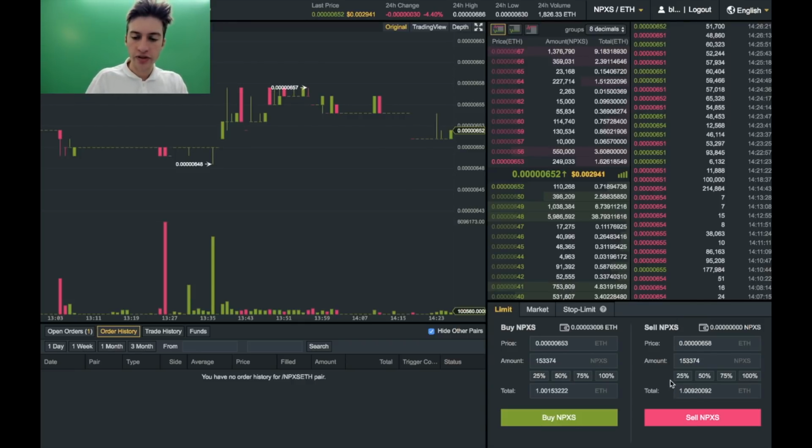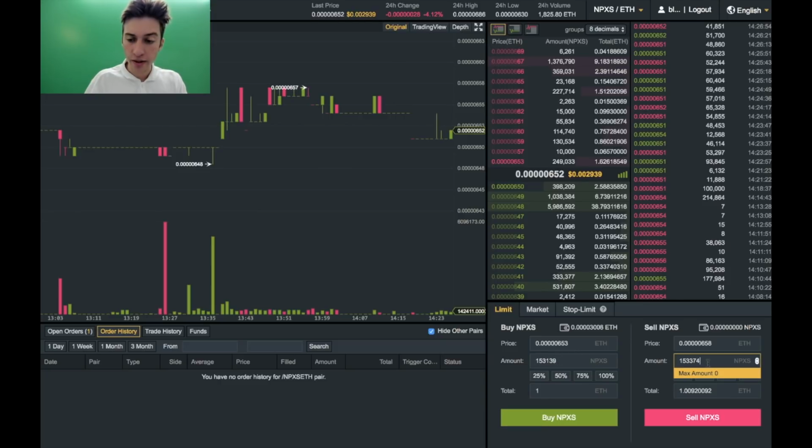So that would give us, if we spent 1 Ethereum and bought at 653, so just immediately market bought, we would receive 153,139, for about a 0.76% profit.